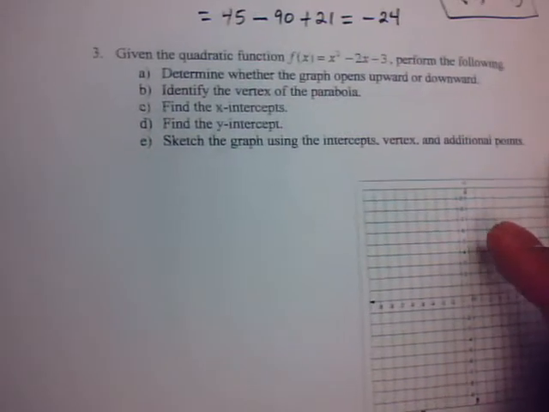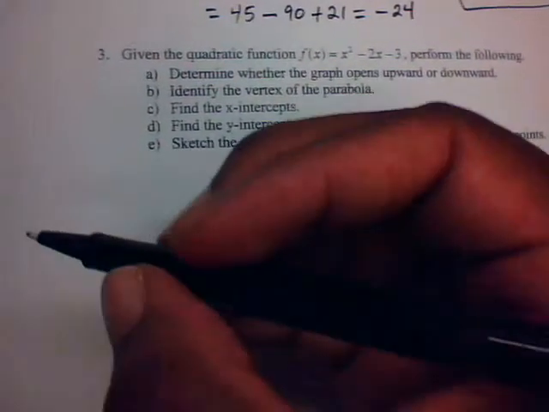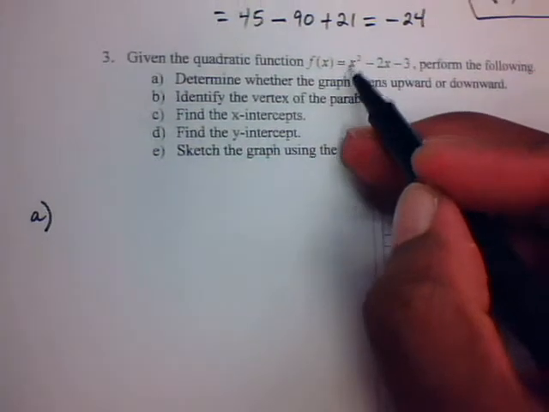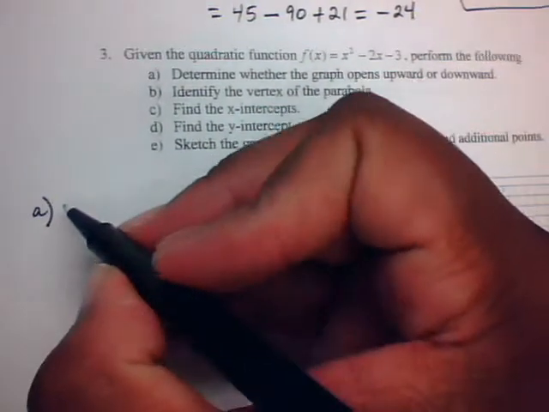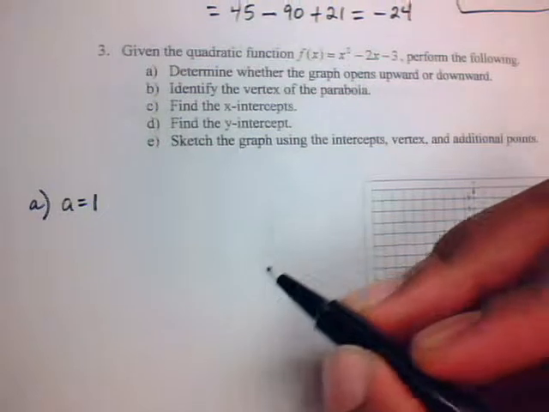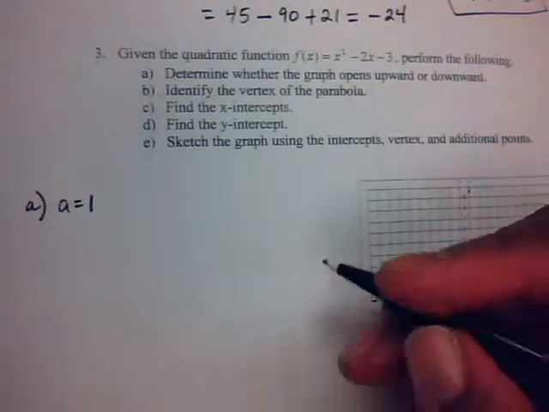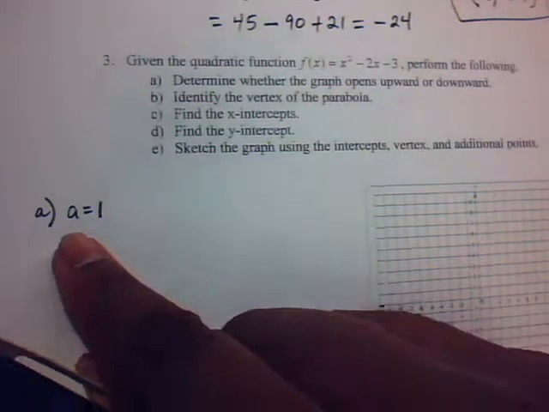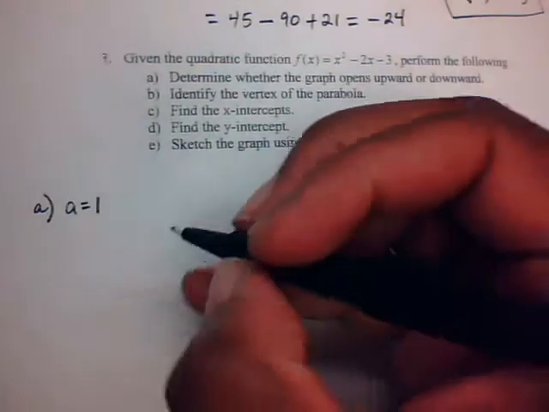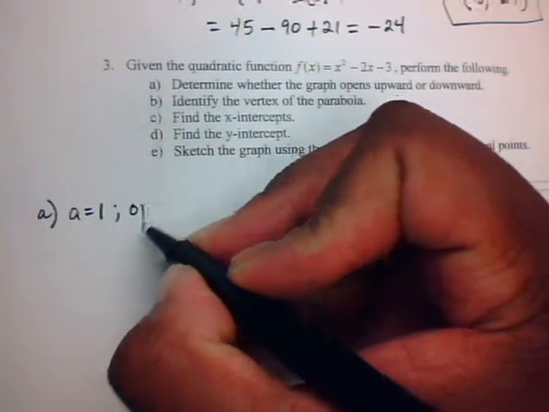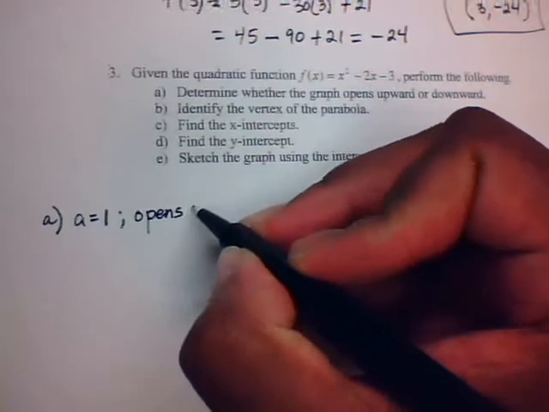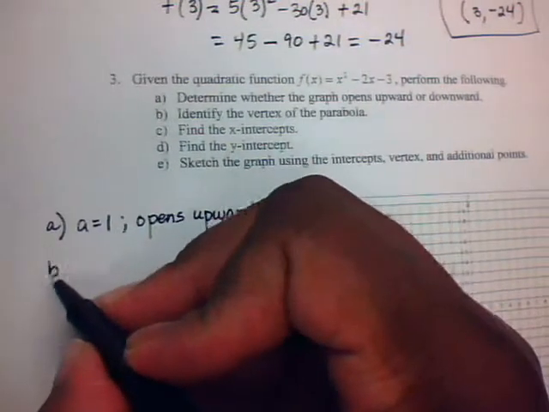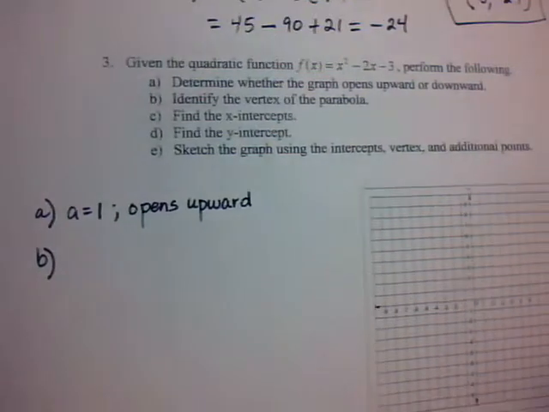Okay, we'll start with Part A, determining whether the graph opens upward or downward. And we do that by identifying the a, which is the number in front of your x squared. In this case, it is 1. If it's positive, the graph will open upward. If it's negative, it's going to open downward. In this case, a is equal to 1. It is positive, so that means that the parabola opens upward. So that's part A.